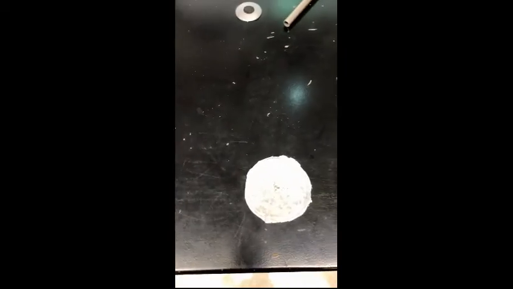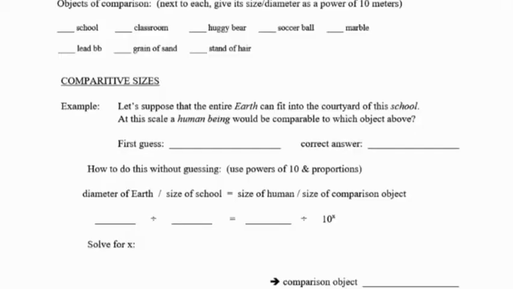Okay, so let's fill in the information that you saw in terms of the visuals. We are doing everything as a power of 10 in meters. So the school we said is 2. In other words, 10 to the 2 meters long. The classroom is 1. Huggy Bear is 0. So 0 doesn't mean 0 meters. It means 10 to the 0th, or 1 meter. Soccer ball is 10 to the negative 1. Marble, 10 to the negative 2. Lead BB, negative 3. Sand is negative 4. And a strand of hair, negative 5.